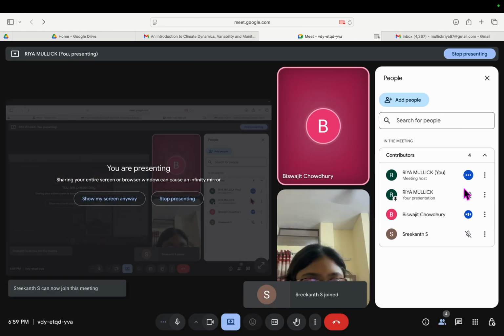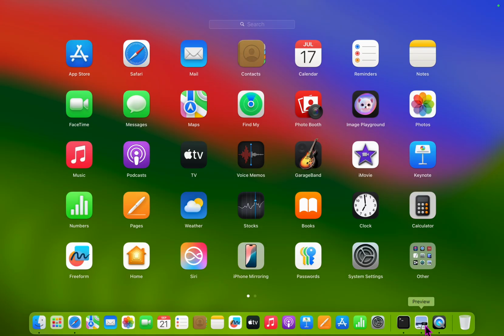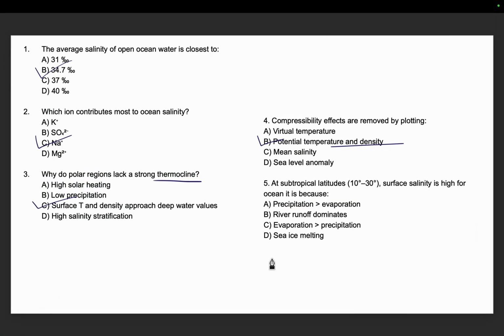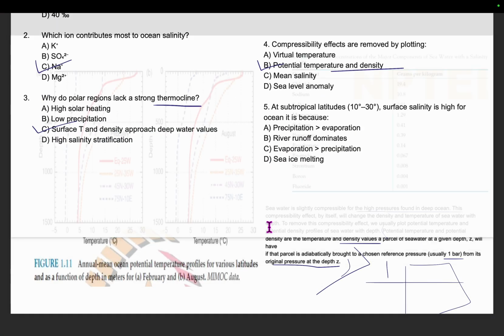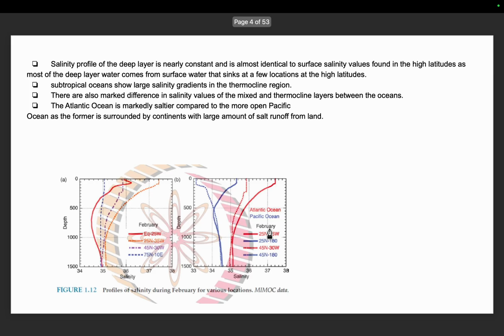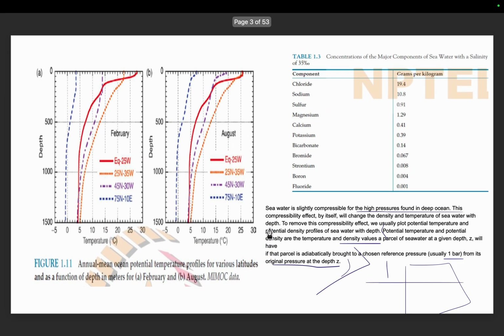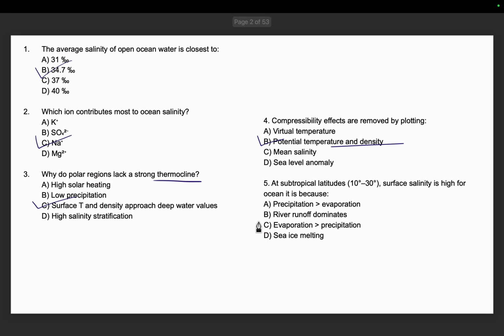Option B. Option B. Question 5. I guess this will be option C. As in the subtropical latitude, evaporation is greater than the precipitation, the surface salinity becomes high.